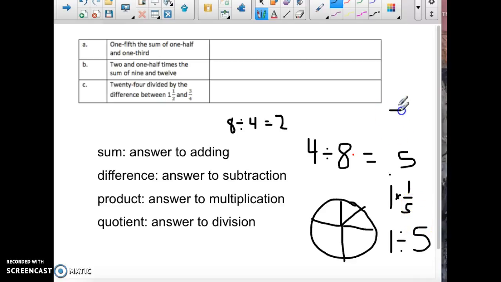I can't divide this by 1/5. That would give me a totally different number. Then I would be counting the pieces that were 1/5 and I would get 5. So this is not what I want to do here.